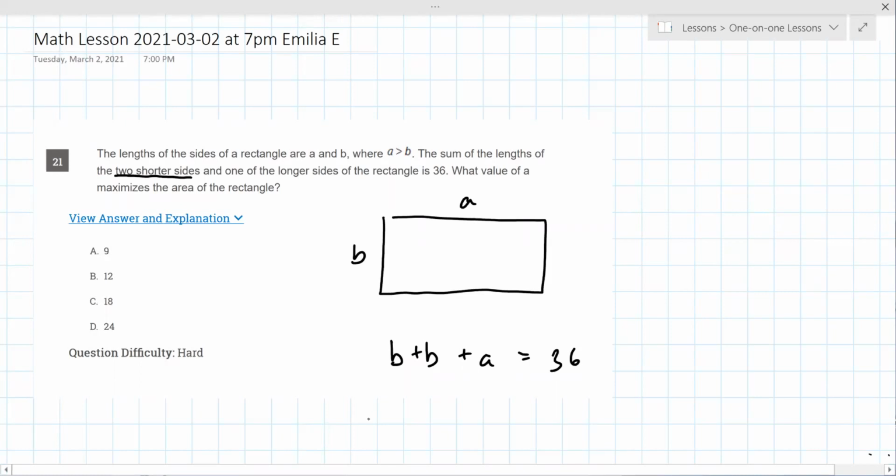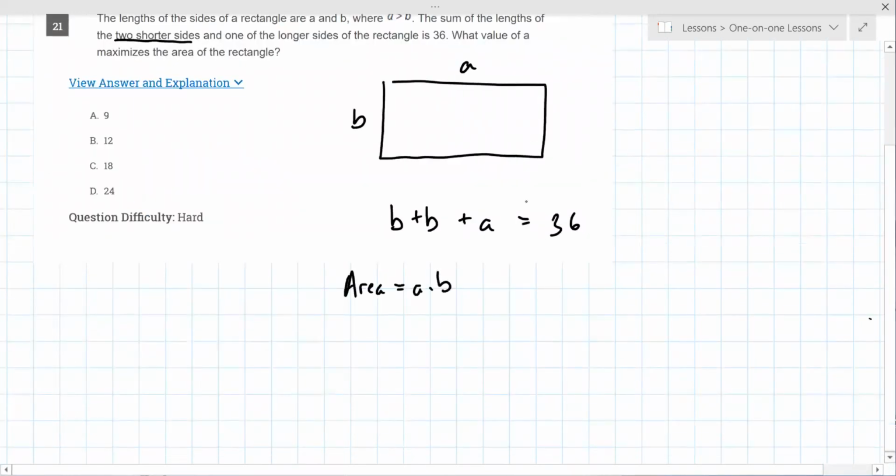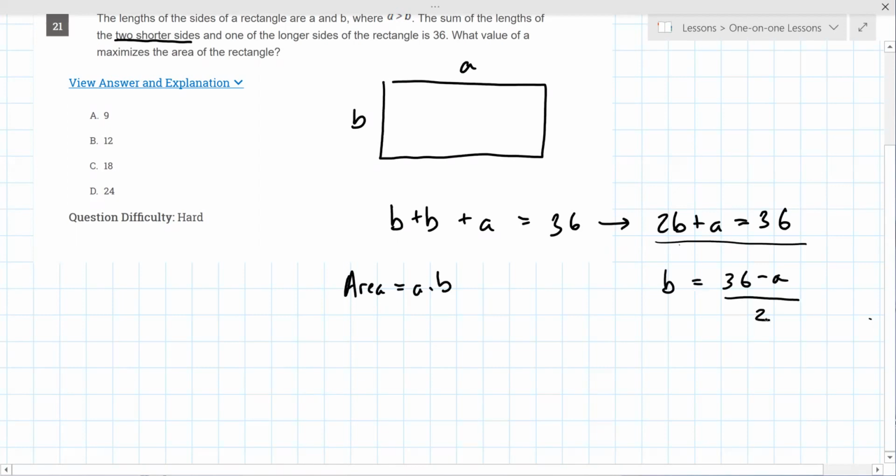So the area of the rectangle is A times B. And what you have here is another formula that you can use. Like this right here becomes 2B plus A equals 36. And they want the value of A. So the best case here would be to solve this for B. That way you're putting this equation into this other one here. So B is equal to 36 minus A, all divided by 2. And that you can substitute in here.